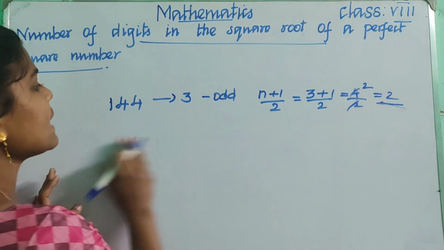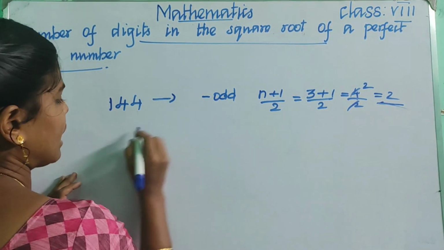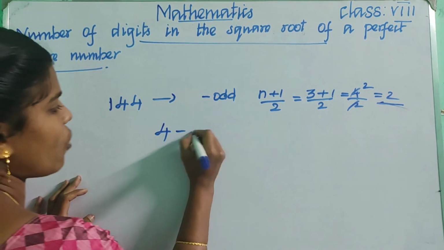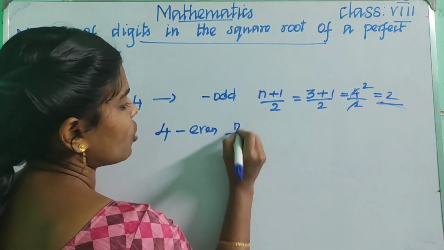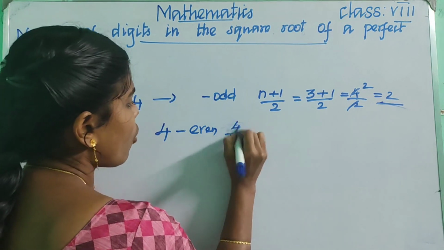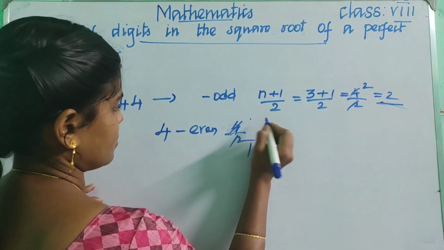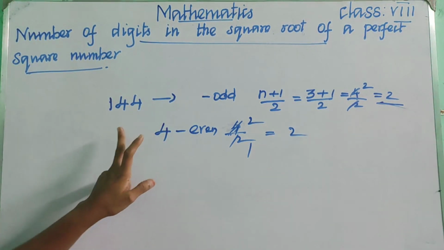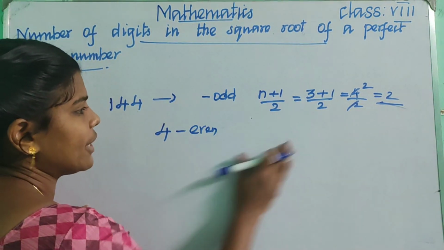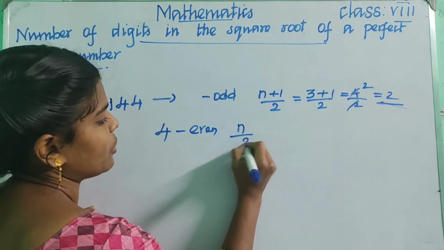Okay, if it is even, if you are having a 4-digit number, 4 digits means it is even, right? So we can put n by 2, so we will get 4 by 2, right? We will get 2. So if it is even, we can put n by 2.